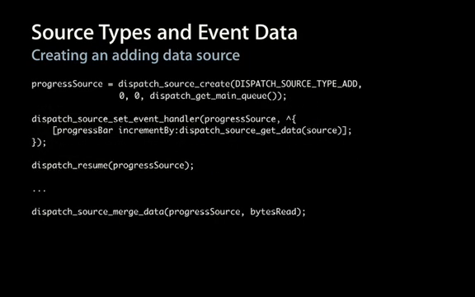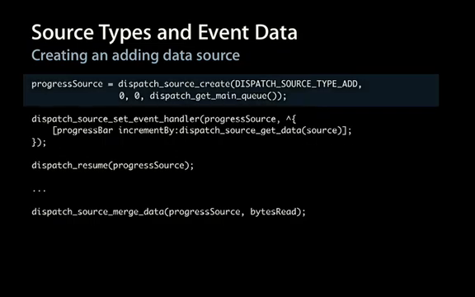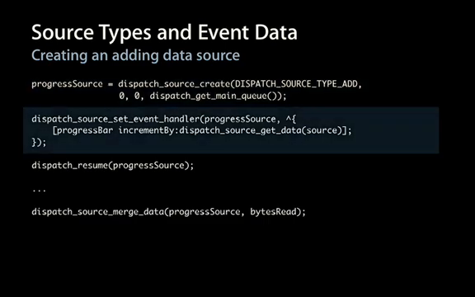So here's an example of using an adding source in practice. Very simple. We can create this. We can set an event handler. And now here's something interesting. Since we've created it to target the main queue, we can use this to safely update UI on the main thread. So when we get our event handler called, we're calling dispatch source get data, and that's returning to us whatever count has been added together. This is a 64-bit quantity. And we can increment our progress bar by that amount.